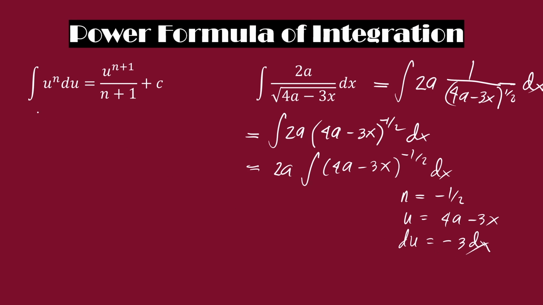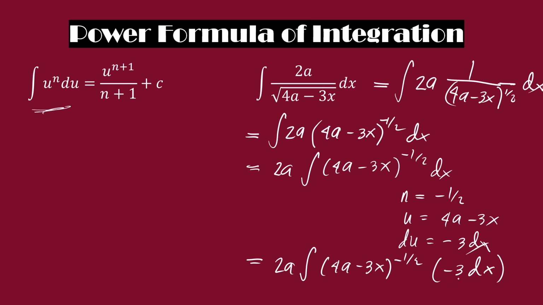So we apply the left side of the formula. This is equal to 2a, copied because it is outside of the integral, integral of u, which is 4a minus 3x, raised to n, negative 1 half, multiplied by du, negative 3 dx. As you notice, this is not exactly the same as the formula because of this negative 3. But luckily, negative 3 is just a constant, so you can manipulate this. You just multiply the whole function by negative 1 over 3 to compensate for this negative 3. Now it is the same.